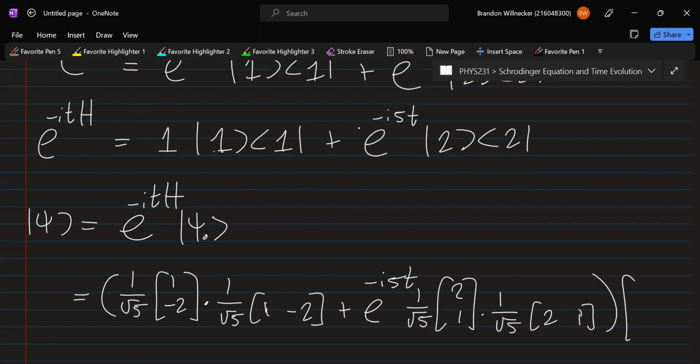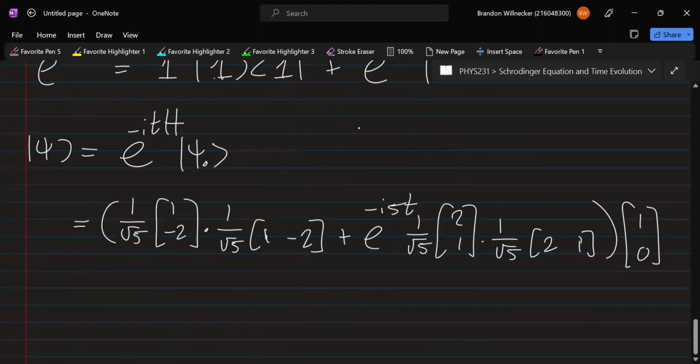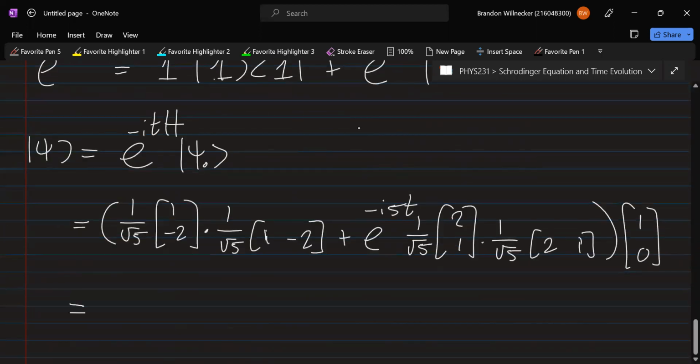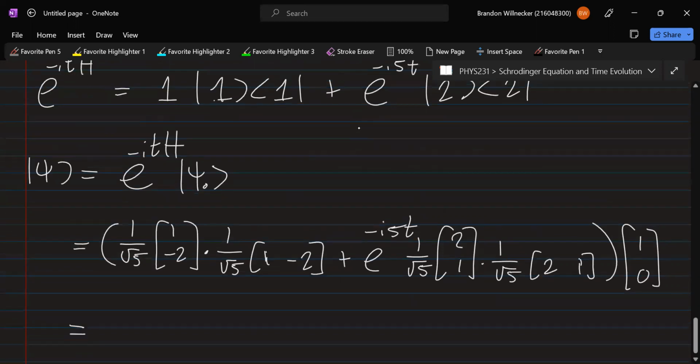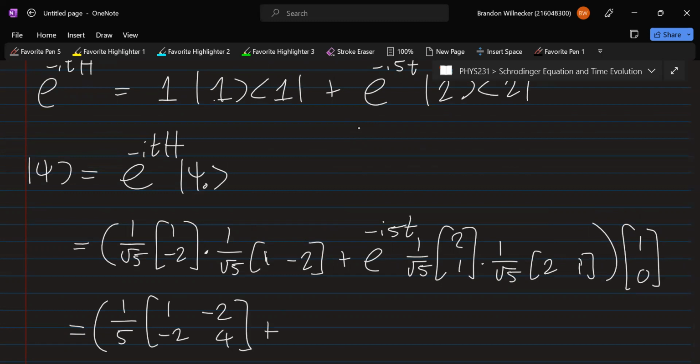Okay, and then it was all of this times the 1, 0 initial state. So 1 over root 5 times 1 over root 5, that's 1 over 5. So we have 1 over 5. And then the column times the row, that's going to give us a matrix. That will be 1, minus 2, and 4. Plus, and then again, the 1 over root 5 times 1 over root 5, that's 1 over 5.